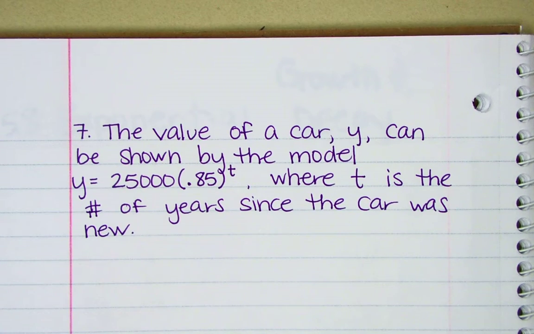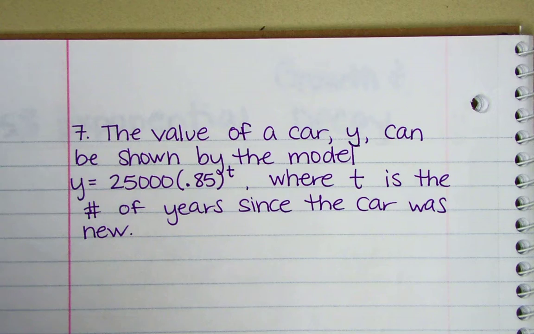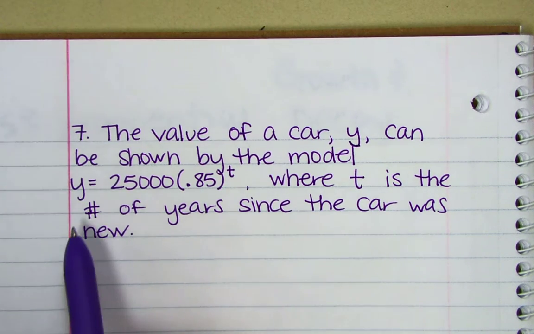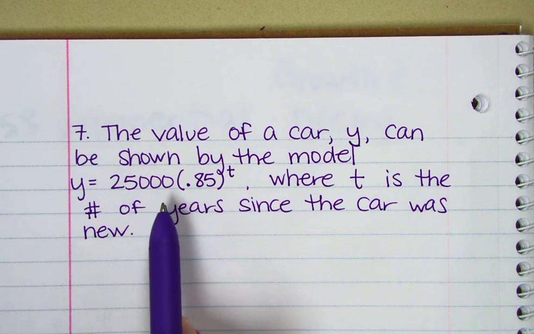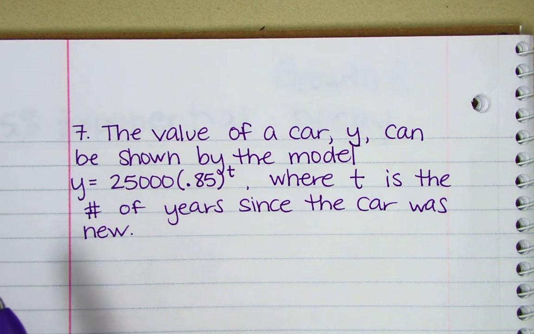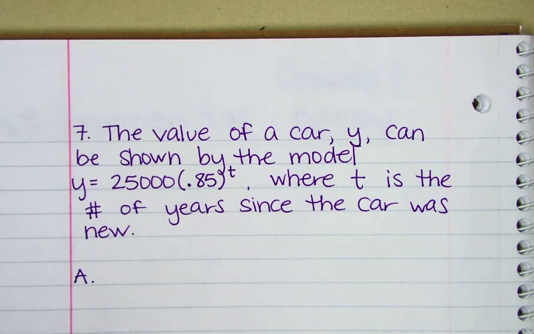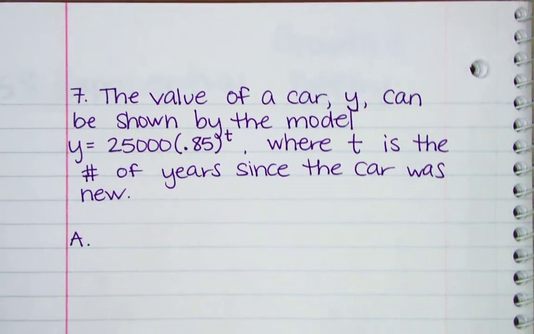The value of a car represented by Y, it's going to be the Y equals equation, can be shown by the model Y equals 25,000 parentheses 0.85 close parentheses to the T power, where T is the number of years since the car was new. On all of these that we're going to do, most of them are going to have 5 parts, A, B, C, D, and E. That doesn't mean that they're super hard, but there are several things we want to point out.